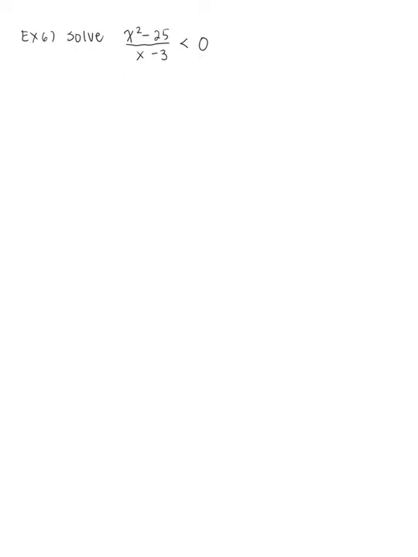So let's start. Step 1, factor everything out completely. Let me just copy down the problem. x squared minus 25 over x minus 3 is going to be less than 0. I can factor the numerator as x plus 5 and then x minus 5, and on the bottom you're going to have x minus 3. And that's going to be less than 0.